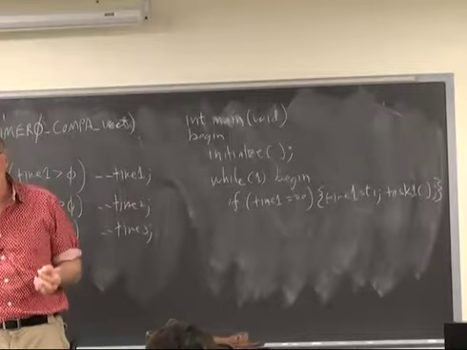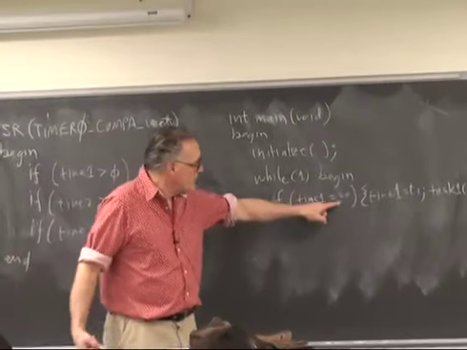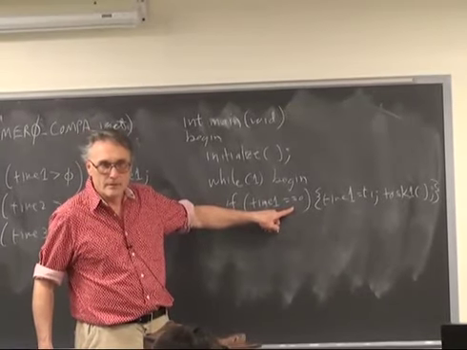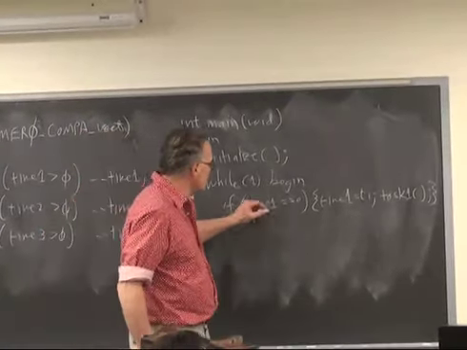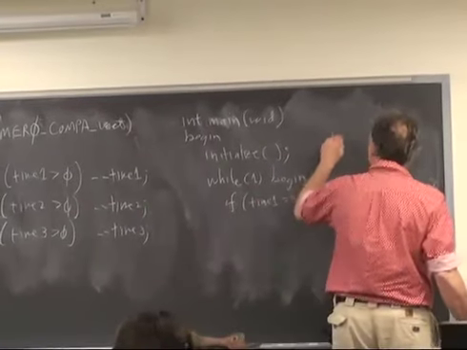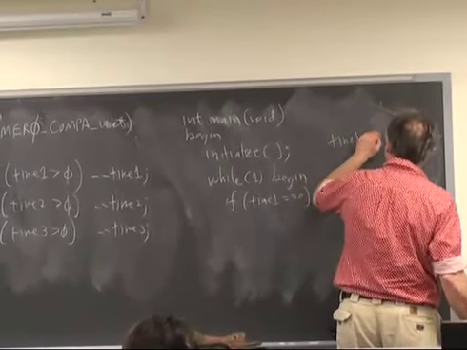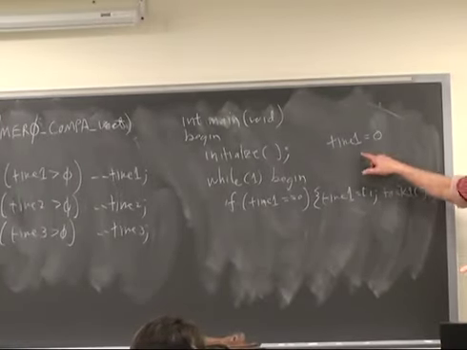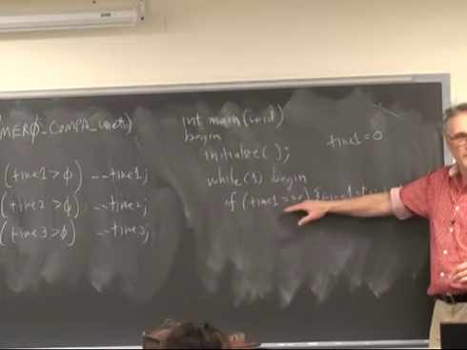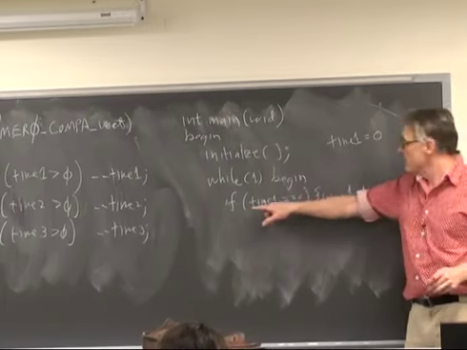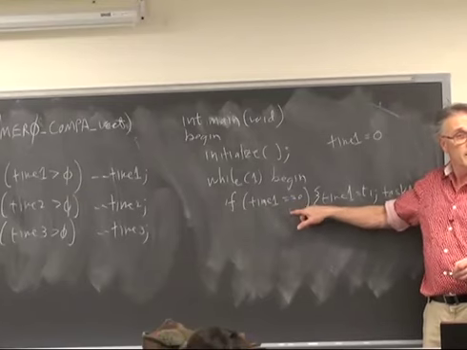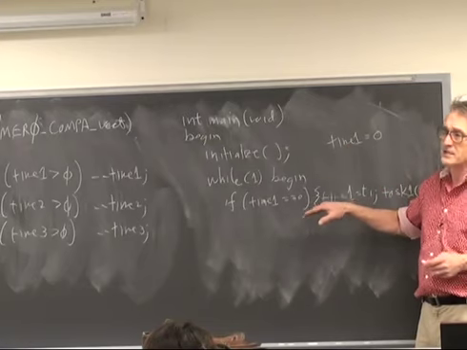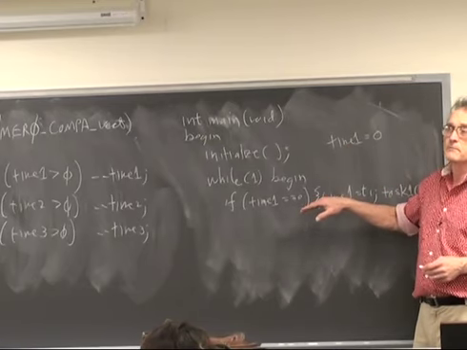C has this annoying ability to treat this structure in here as a statement. So if you mistakenly wrote this as time 1 equals 0, what happens? It evaluates what's inside the parentheses first. It sets time to 0, and then it says, is time equal to 0? Actually, it doesn't say is time equal to 0. It says is time not 0, and it never enters.